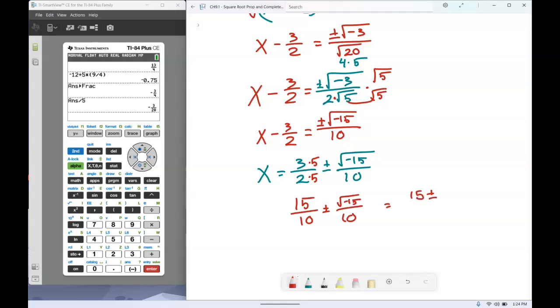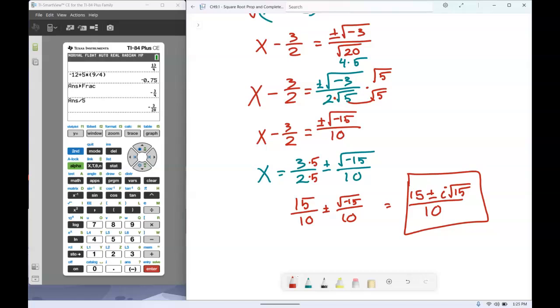And how do I simplify that root of -15? i root 15. And there it is, in all of its imaginary glory.